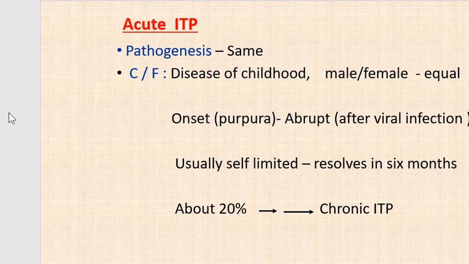There is a condition called acute ITP. The ITP in adults comes on slowly, but acute ITP, its pathogenesis is the same. It is a disease of childhood. The male-female ratio is equal. The onset of purpura is abrupt, usually after some viral infection. Its onset is not chronic, not slow. It's abrupt onset, and usually it is self-limited. It resolves in 6 months, and about 20% of patients go on having thrombocytopenia and go into the phase of chronic ITP.